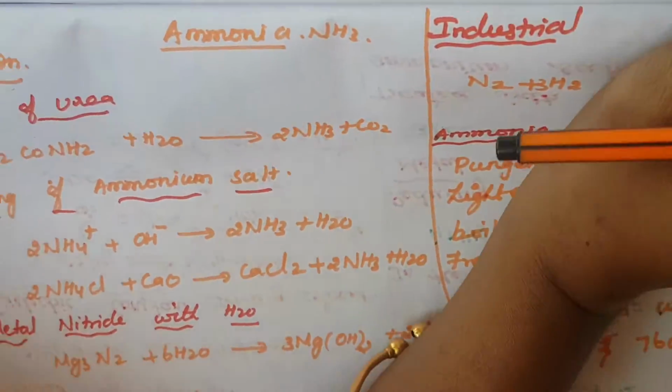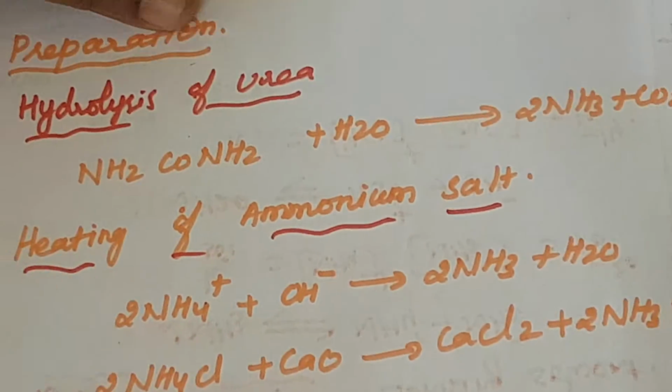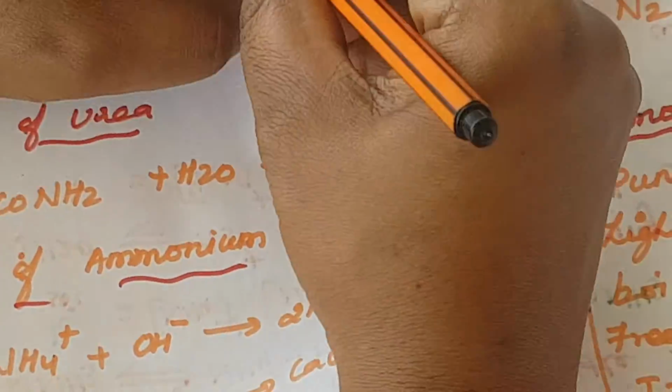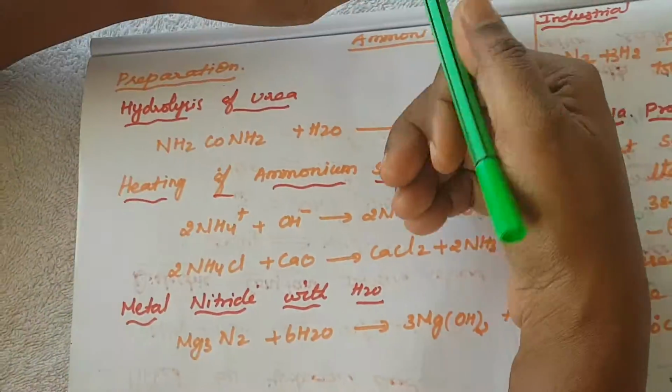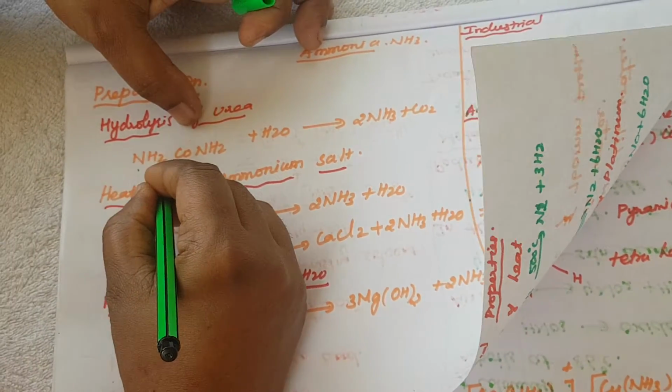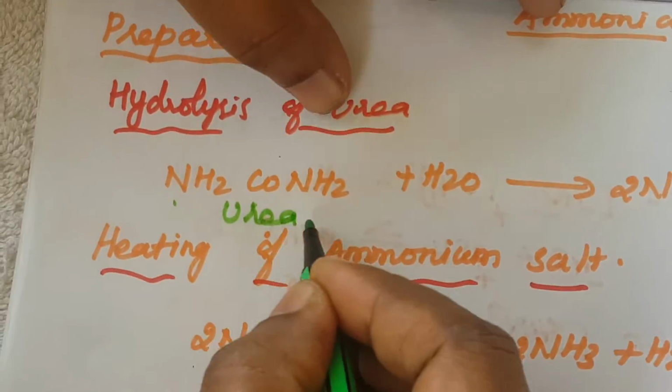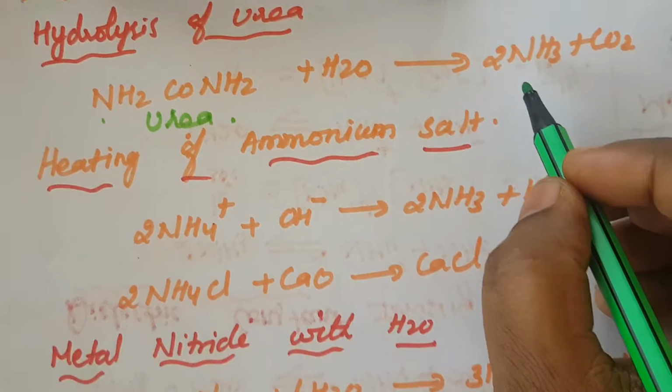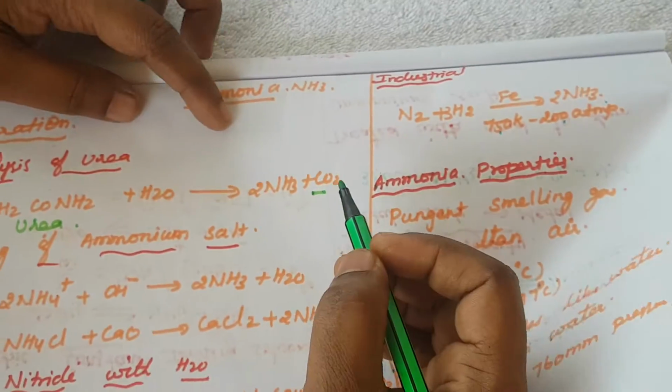How to prepare ammonia? First, hydrolysis of urea. What is the formula of urea? It is an amide compound, NH2CO, called urea. Urea reacts with water to form ammonia and carbon dioxide.